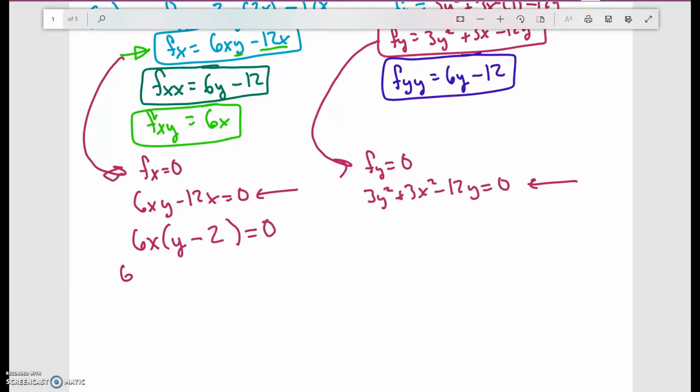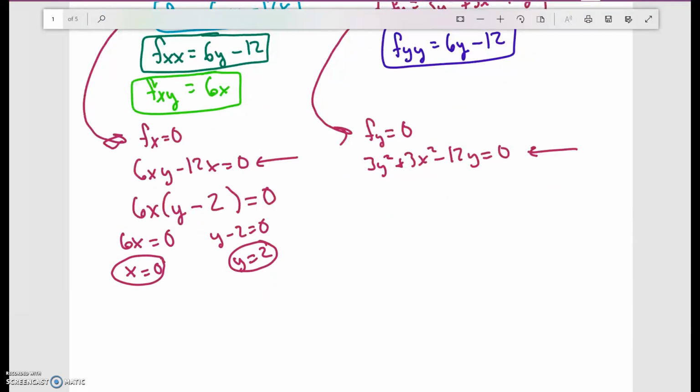So I can break this up. 6x equals 0, y minus 2 equals 0. So x equals 0 and y equals 2. Okay, so I have two solutions here. So either x can be 0 or y can be 2. Okay, so now which one, what are its counterparts? So let's try to figure that out.